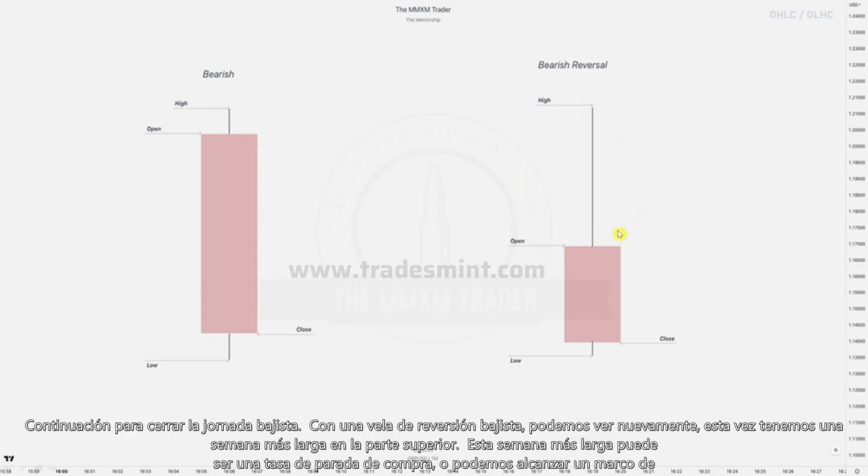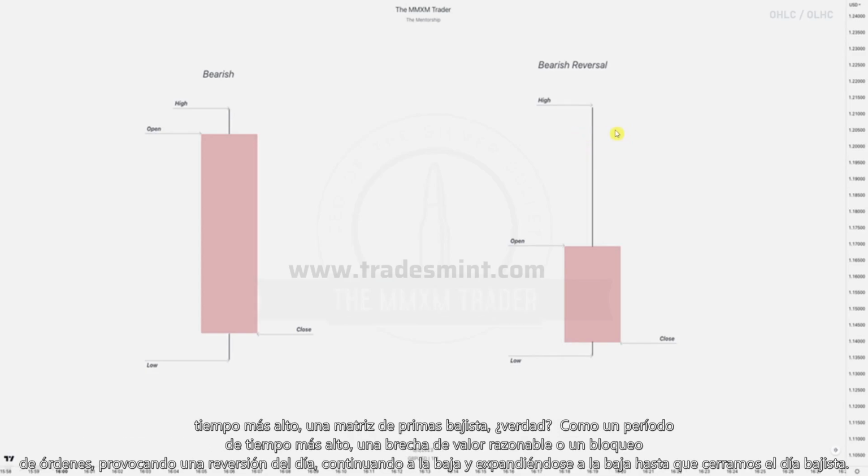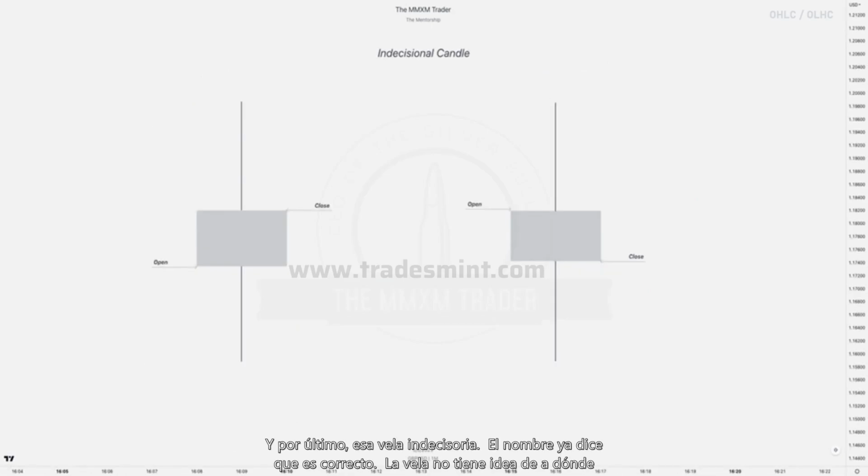With a bearish reversal candle, we can see again we have a longer wick, on the top this time. This longer wick can be a buy stop run, or we can hit a higher time frame bearish premium array, right? Like a higher time frame fair value gap or order block, causing a reversal for the day, continuing down lower and expanding lower until we close out the day bearish. And finally, that indecisional candle. The name already says it, right? The candle has no idea where it wants to go, leaving a relative equal top wick and a relative equal lower wick, and looks kind of like a doji, right?